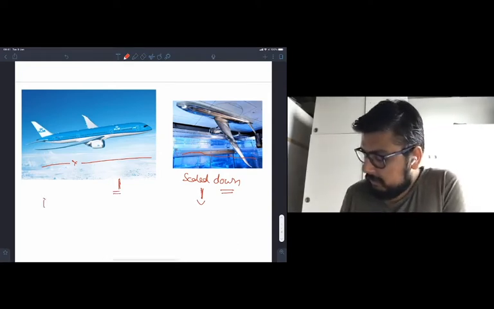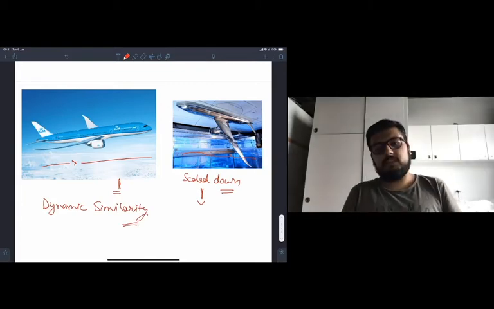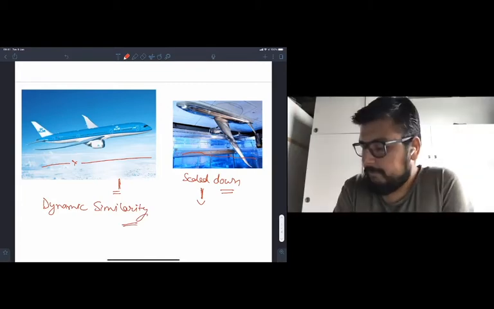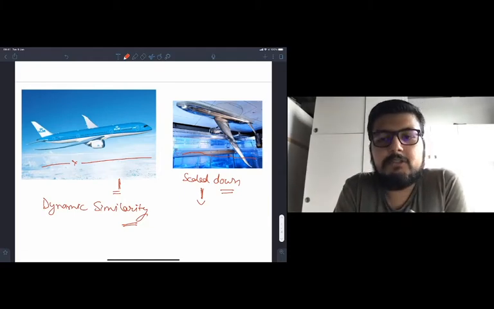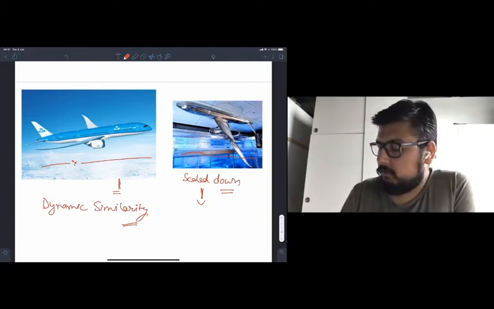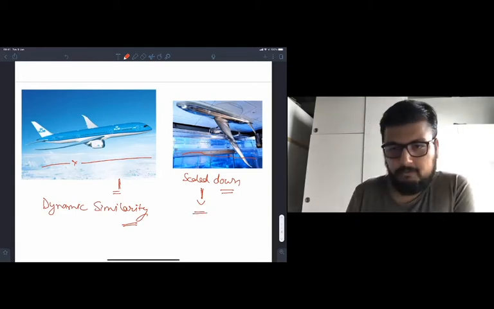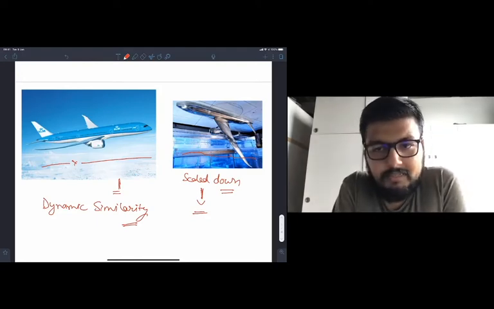So there has to be a dynamic similarity, and this is what we are going to study. So we are going to look into the parameters that will control these kind of flows, and then we will try to come up with numbers. And if we keep these numbers constant between the two cases, we can use the results from the lab, the model experiments in the lab, to the real life situations.